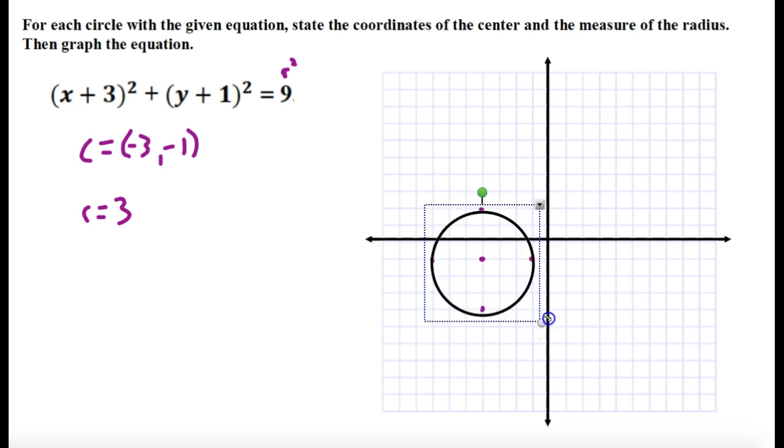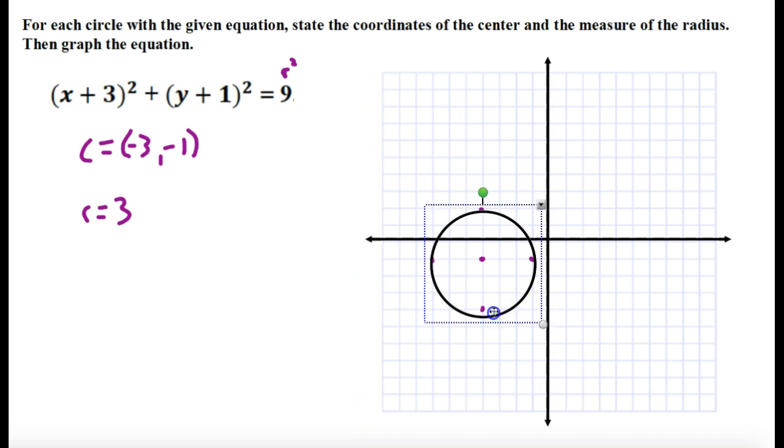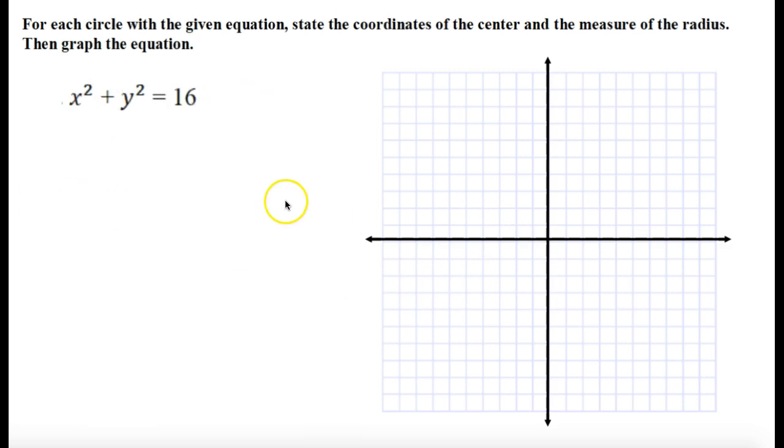So we should end up with something that looks like that. Okay, a circle centered at -3, -1 with a radius of 3. Right? Let's try another one here.